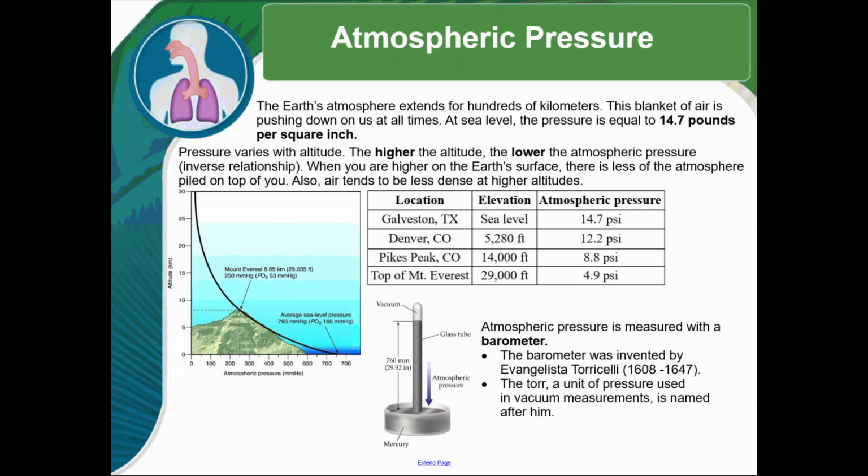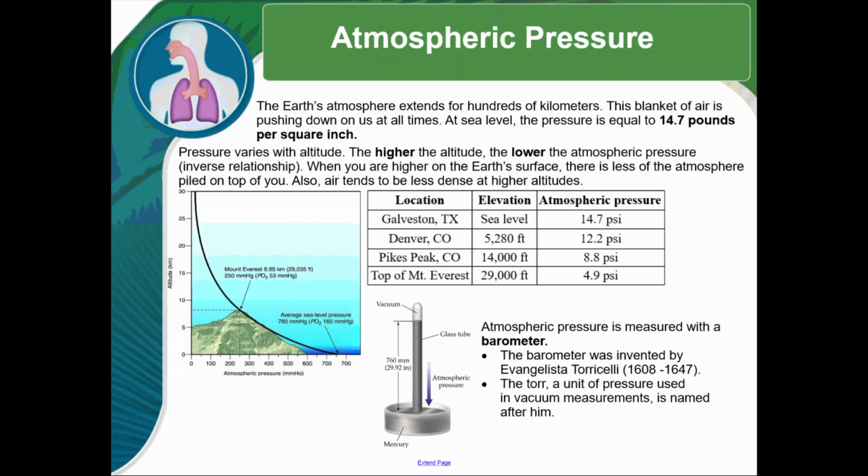Atmospheric pressure. The Earth's atmosphere extends for hundreds of kilometers. This blanket of air is pushing down on us at all times. At sea level, the pressure is equal to 14.7 pounds per square inch. From now on, we refer to this as PSI. Pressure varies with altitude. The higher the altitude, the lower the atmospheric pressure. This is an inverse relationship.